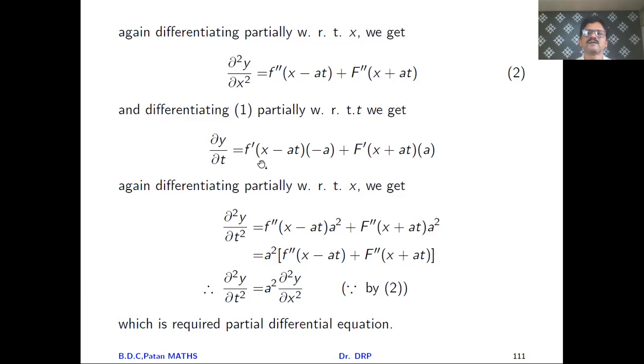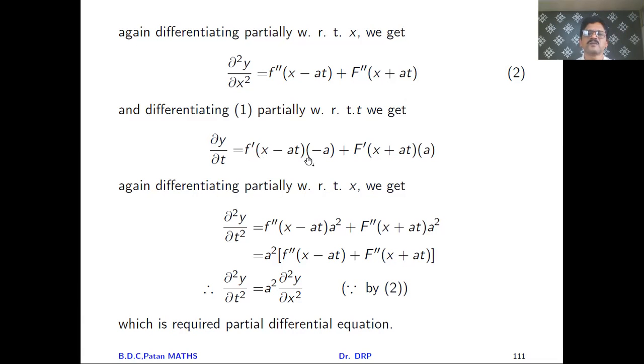Again, if you differentiate this relation partially with respect to, instead of x, this must be t. So you note this change in your notes. Instead of x, this must be t. So differentiate this relation again partially with respect to t, we get on the LHS delta 2y by delta t square is equal to this minus a remains as it is there. The derivative of this, you will get f double dash of x minus at into the derivative of x minus at partially with respect to t, you will get it to be minus a. That minus a and this minus a, you will get it to be plus a square.